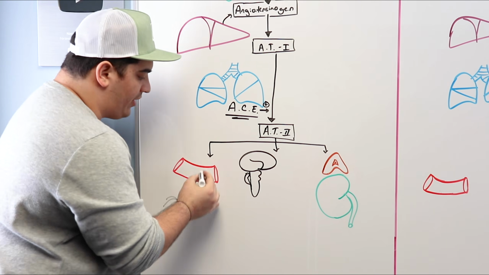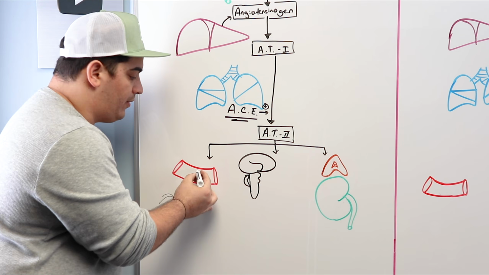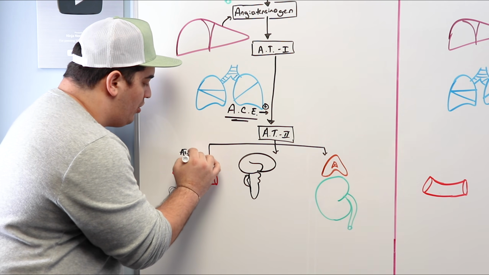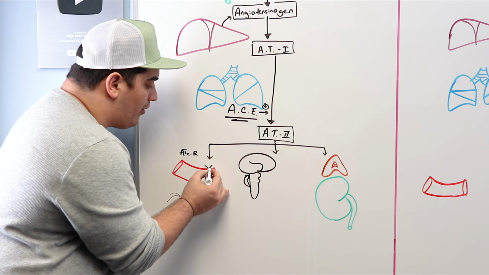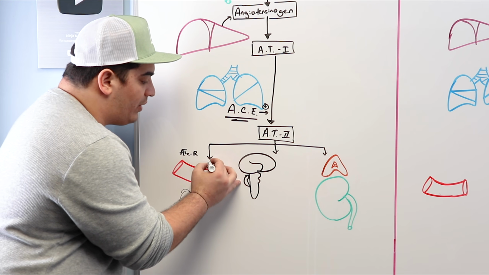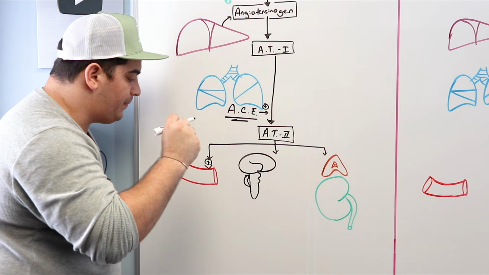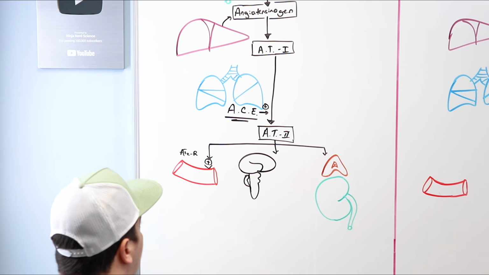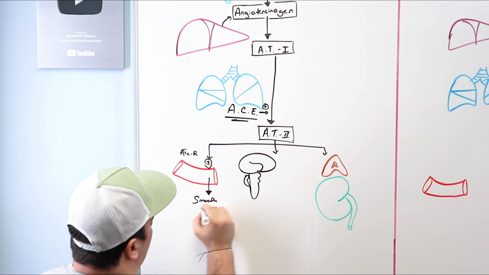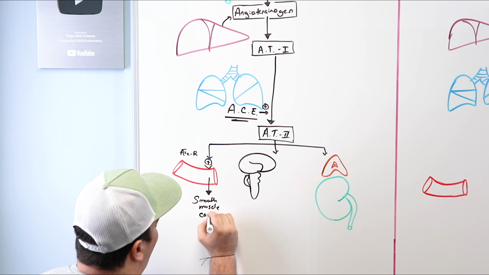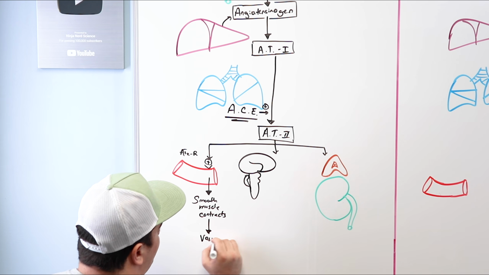One of the things you need to know is that there are angiotensin 2 receptors present on the vascular smooth muscle. When angiotensin 2 binds to these receptors on the vascular smooth muscle, it causes those smooth muscles to contract. After the smooth muscle of the tunica media contracts, it leads to vasoconstriction.